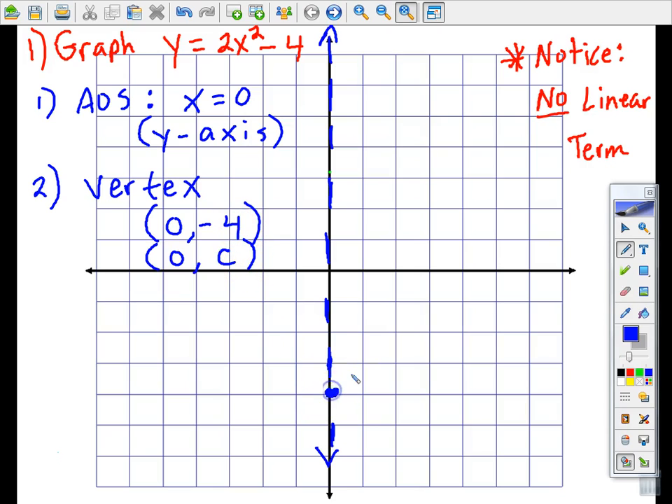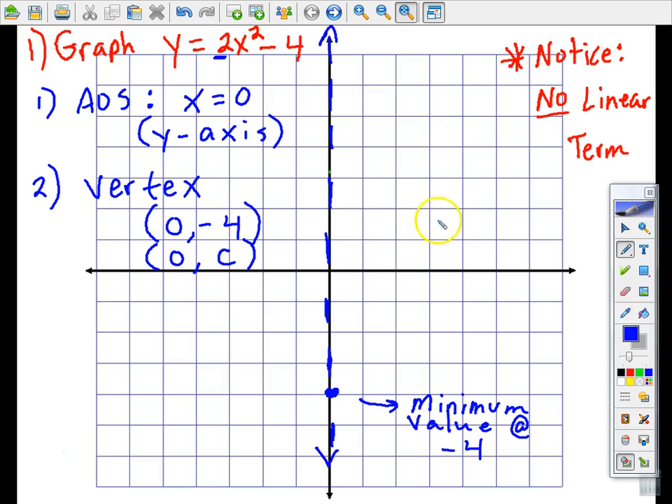Okay? Another thing you should always notice is to take a look at the a term. In this case, a is 2. That's positive. So what that tells me about this parabola is that it's going to open upward from the vertex, which means the vertex represents the very bottom point of the parabola. Or in other words, we would say that we have a minimum value at, in this case, -4, because that's the y-coordinate of the vertex.